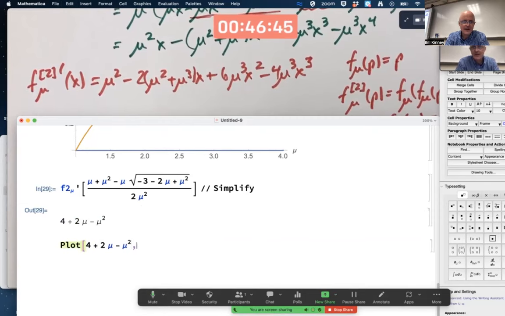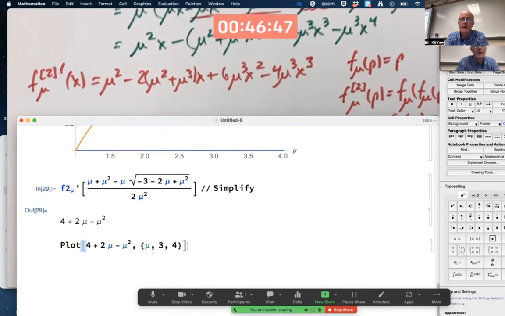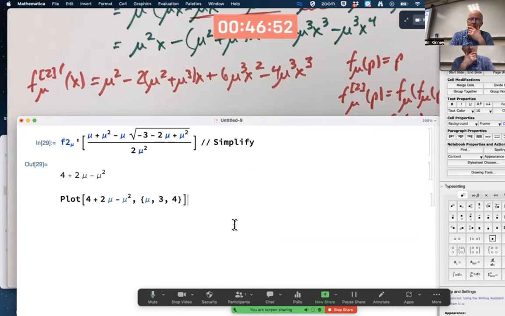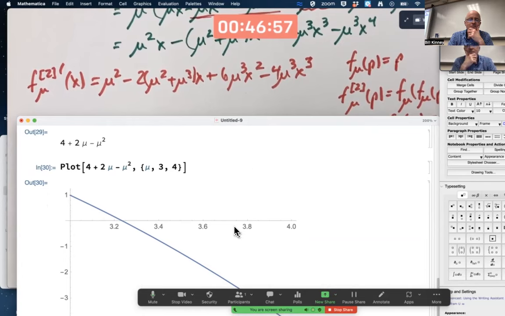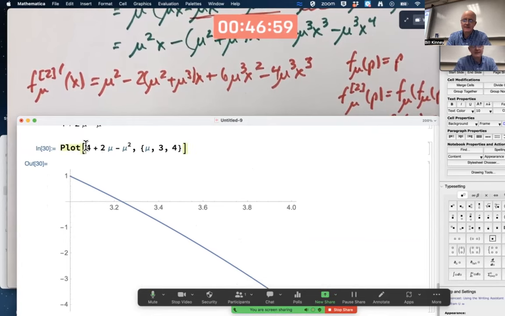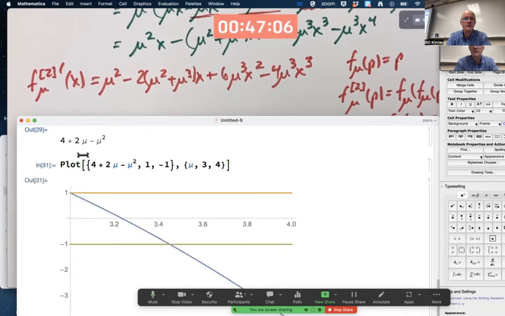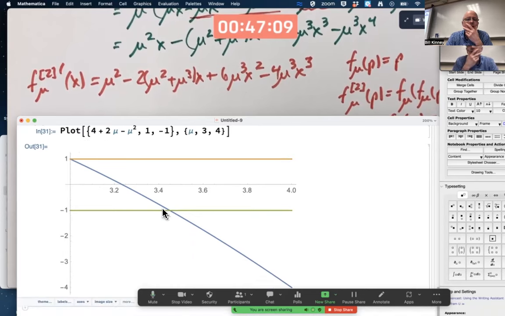What's the relevant range of values? How about mu goes between 3 and 4? I don't want to go above 4 for a reason, although it's not really relevant here. Maybe it'd be good to plot horizontal lines at 1 and -1 as well, although it's the -1 that's the more important one. So the next bifurcation, it seems, is going to occur when mu is around 3.45, it looks like, where these cross.